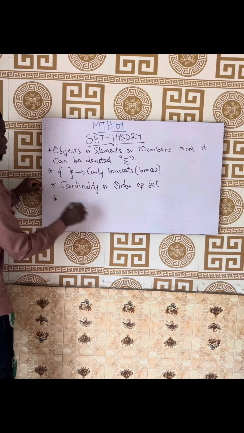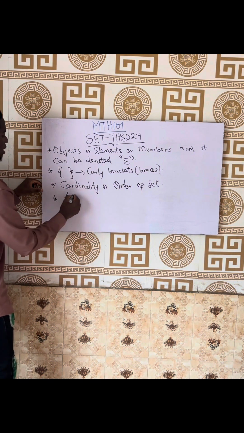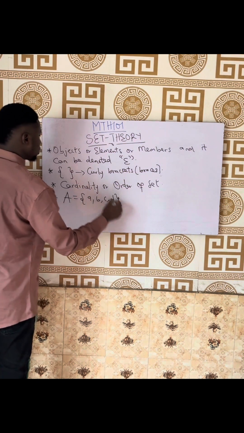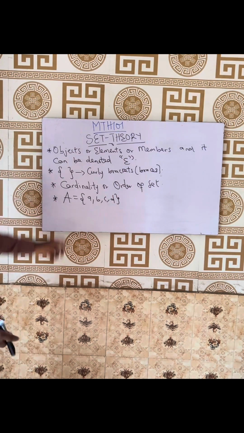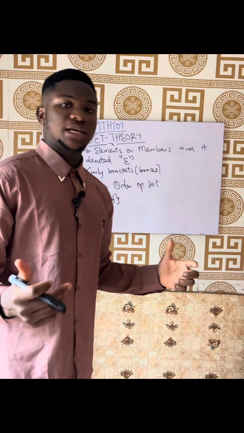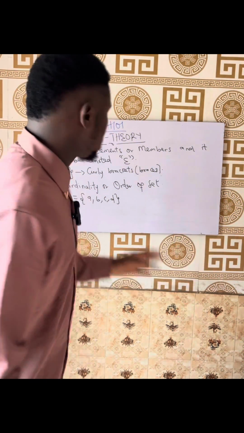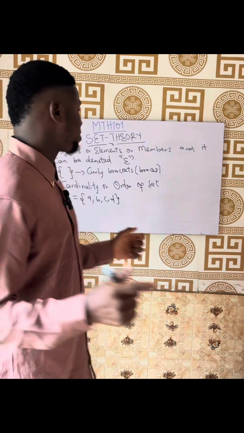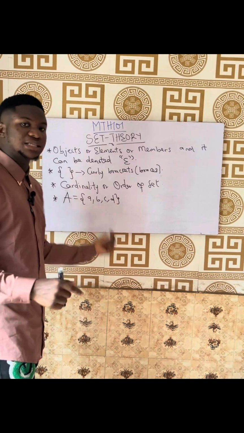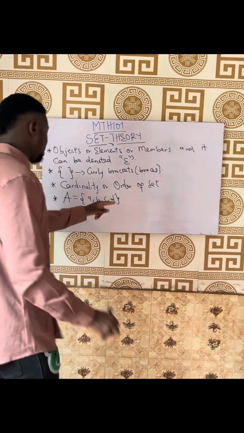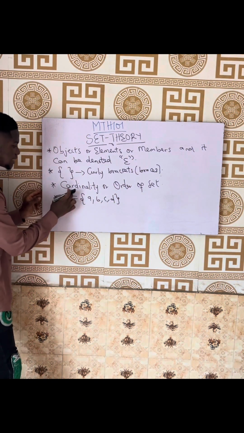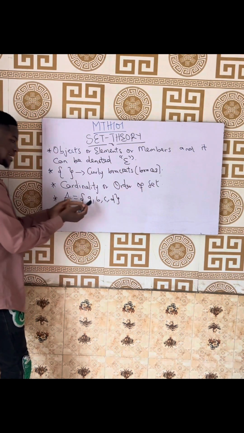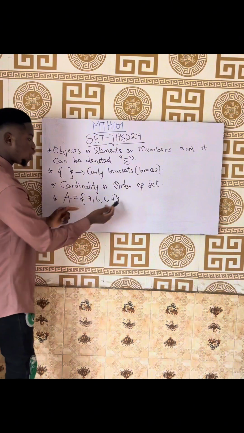Let us represent a particular set as set A equals A, B, C, D. So guys, this is set A. Whenever we are using alphabets to represent sets, we are going to be using capital letters. But whenever we are using alphabets to represent the members of a particular set, we are going to be using small letters. This is set A, and these are the members of set A. They are listed inside a curly bracket.